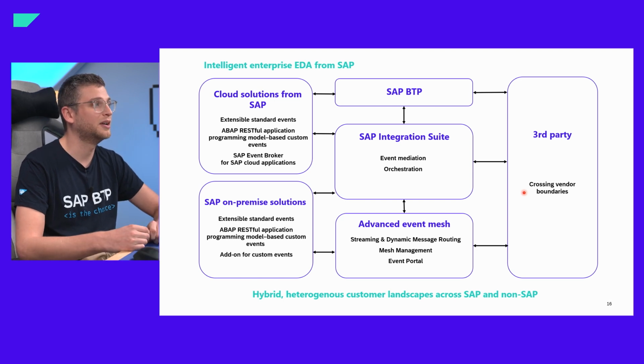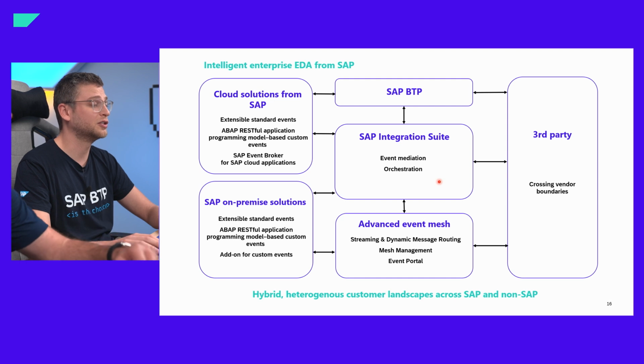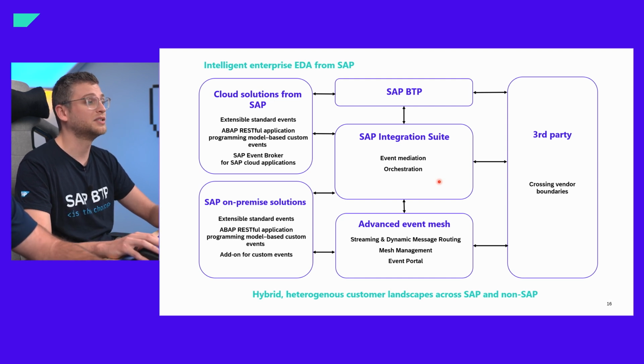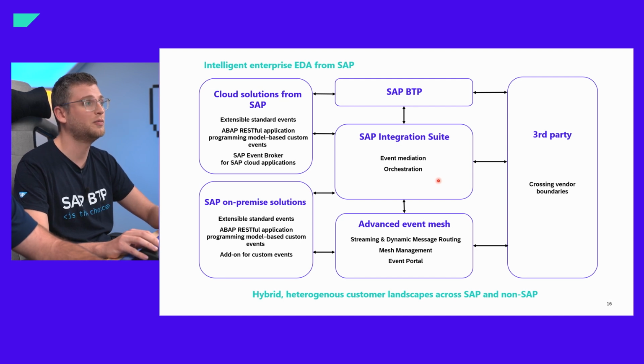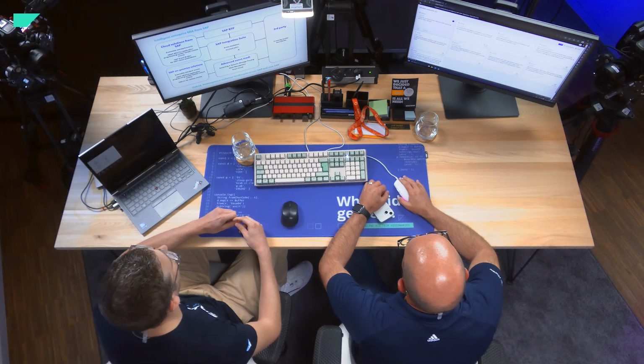So to sum it up, Advanced Event Mesh and SAP Integration Suite really help you to enable a hybrid and heterogeneous landscape across SAP and non-SAP systems to really event enable that. We have there a comprehensive offering from event sources, from the event infrastructure to the event consumers. And yeah, we really believe it's the right tool to make not only your microservices event-driven, but your whole business processes, so that you can also react in real time.